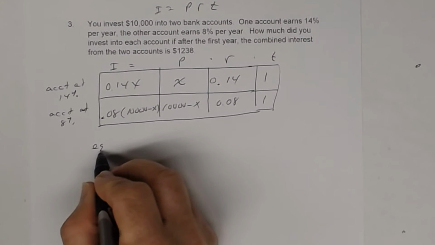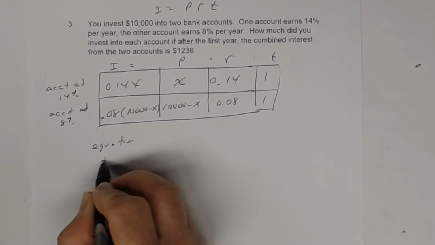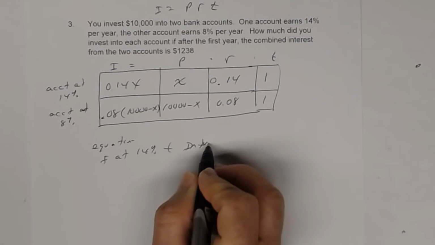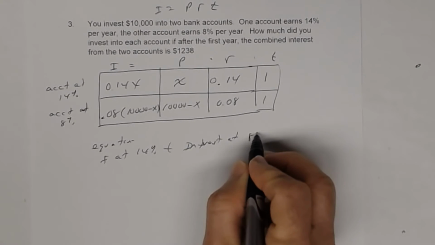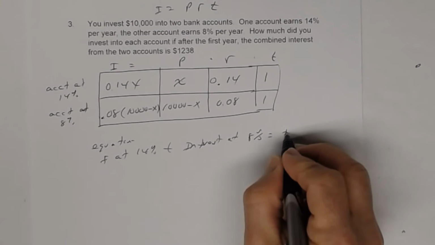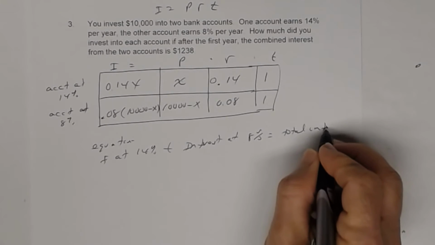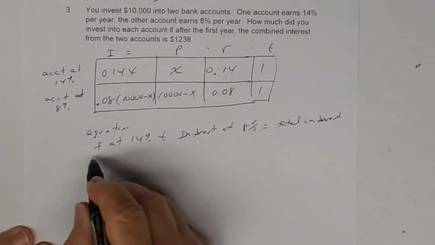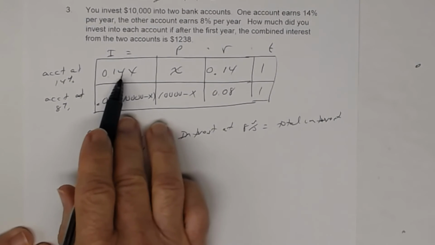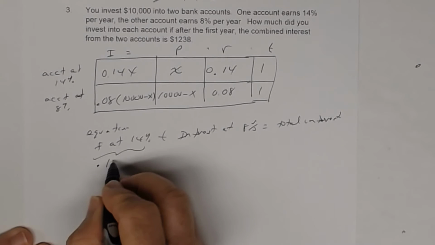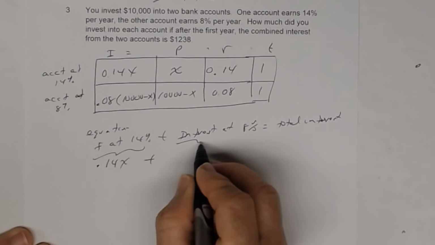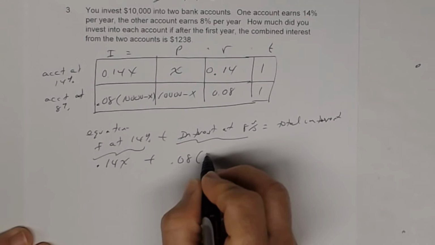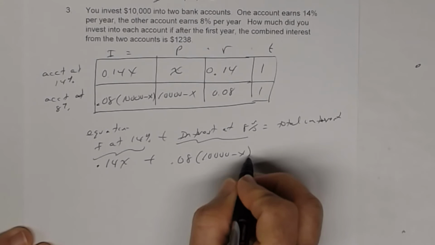1,238. So the equation: the interest at 14% plus the interest at 8% must equal total interest, right? So what's the interest at 14%? Well, that's this right here, 0.14x. Plus, what's the interest at 8%? Well, that's this right here, 0.08 times (10,000 minus x).